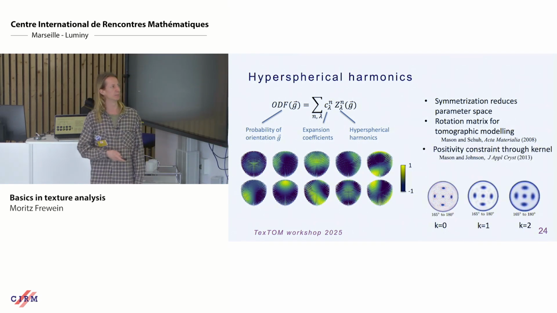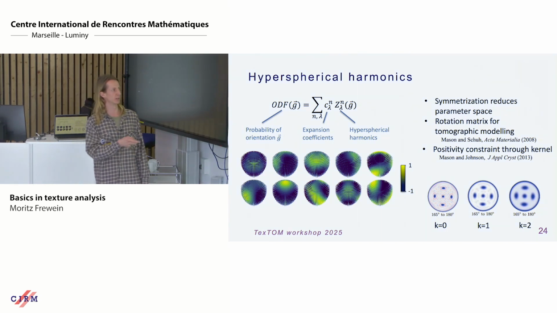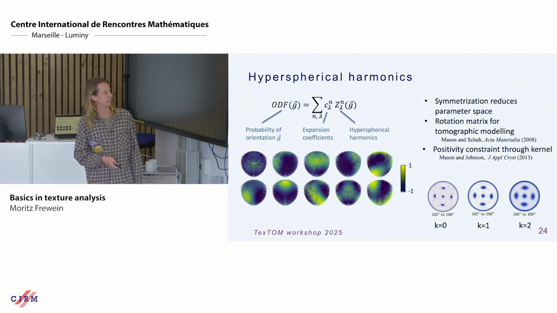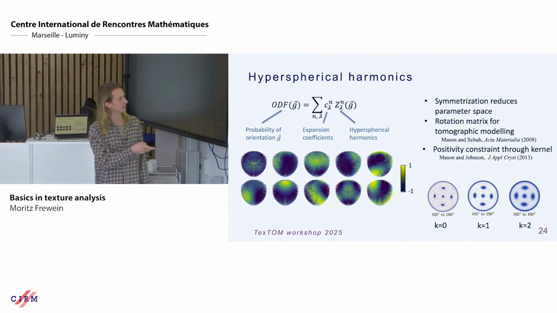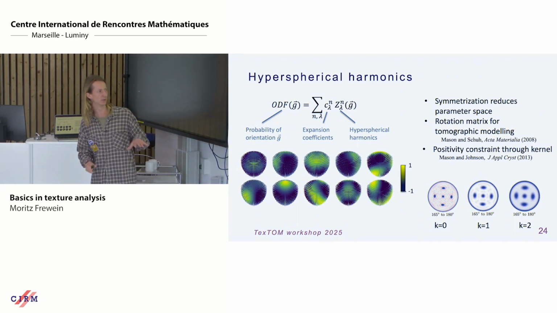And then we can also make a positivity constraint on this by using a kernel which was presented in this paper if you want to look at it. You can see here, for example, this kernel has one parameter, and here we have part of an orientation distribution function. We have some negative oscillations here, and if you increase the kernel, this becomes more and more flattened out.